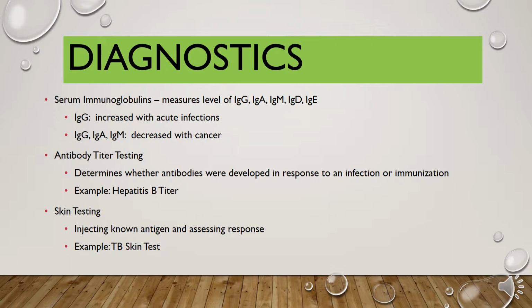Antibody titer testing is one that you guys will see very often and have probably had yourselves. This is determining whether antibodies were developed in response to an infection or immunization. One of the most common ones you'll think of is a hepatitis B titer. After you've had your hepatitis B immunizations, they may do a titer to make sure that you are immune to hepatitis B. And then another one that you guys are commonly familiar with is skin testing. This is injecting a known antigen and assessing the response. One example of this is a TB skin test.